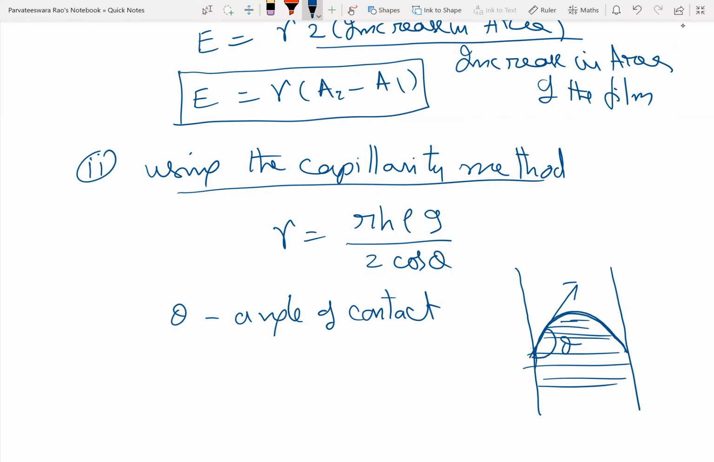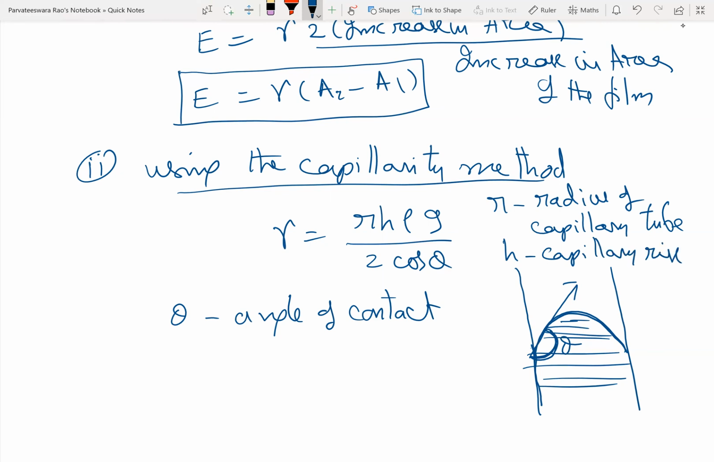So here is a solid. The angle made by the tangent drawn to this liquid surface with the solid surface is called the angle of contact, and r is the radius of the capillary tube, h is the capillary rise.